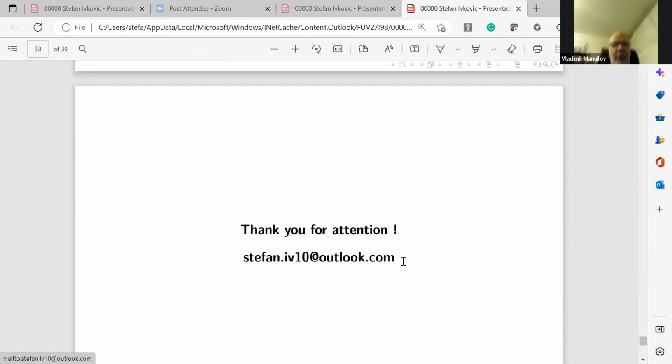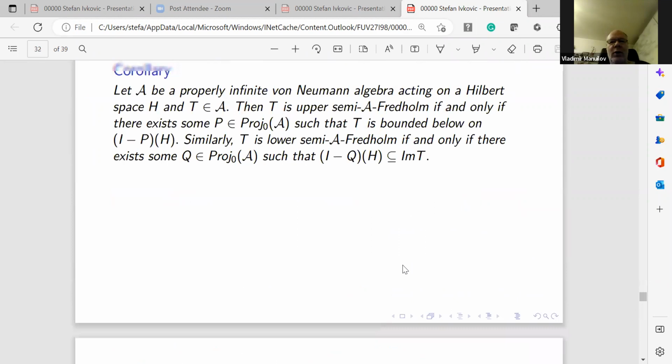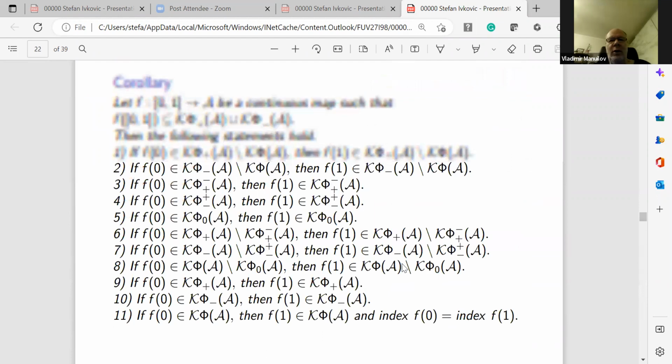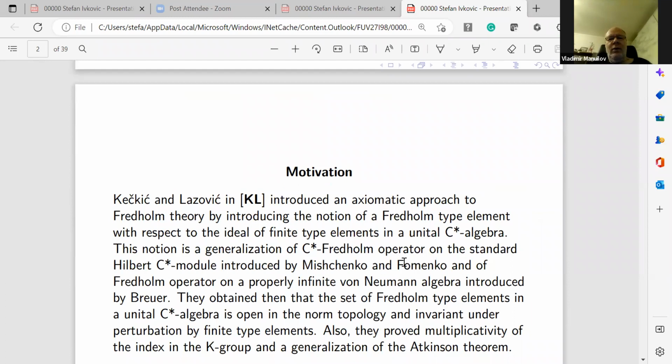Okay, thank you. Does anybody have questions? I have a question about the beginning of your talk, about this theory of Fredholmness relative to an ideal of finite type elements. Are there known examples of a given C-star algebra and two different ideals of finite type elements, so that some operator is Fredholm with respect to one ideal and not Fredholm with respect to another ideal? So F1 and F2, both ideals of finite type elements.